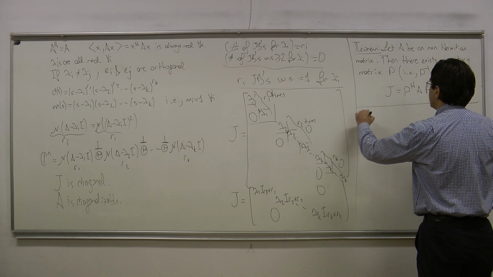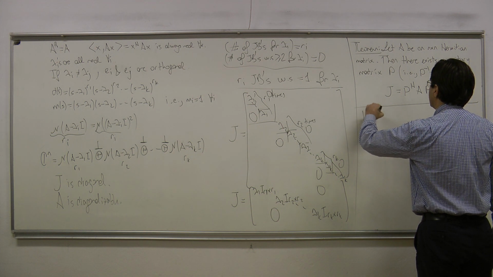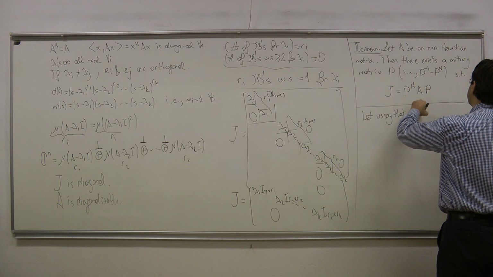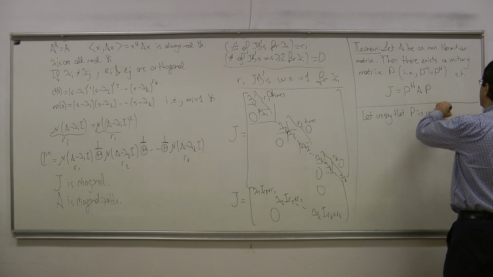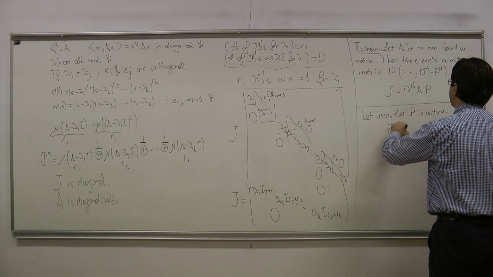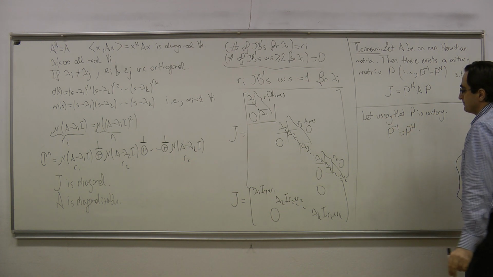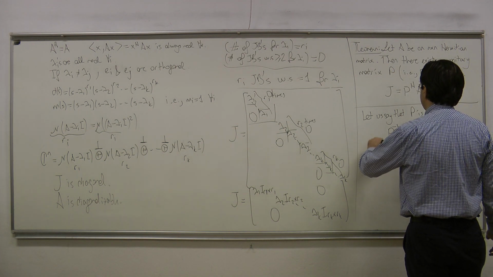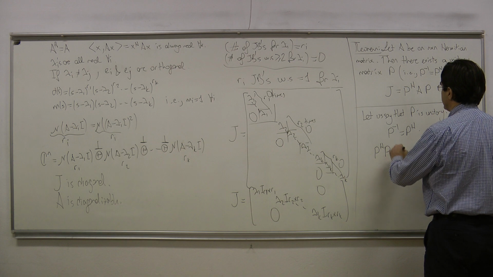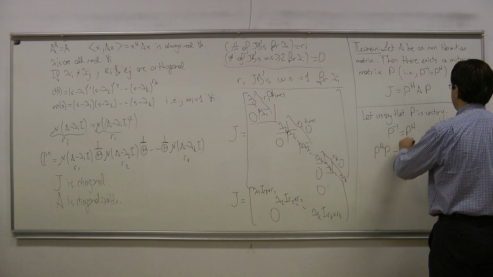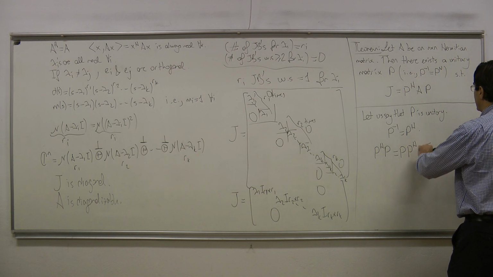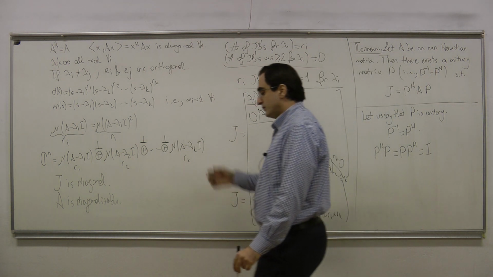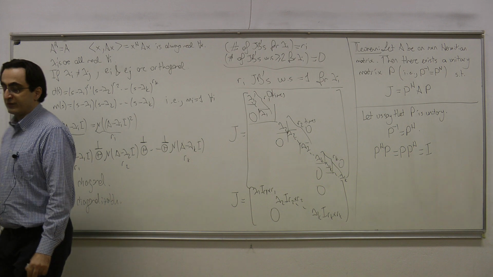So here let us say that P is unitary. Then we know that P inverse is P Hermitian. What does that mean? When I multiply P Hermitian with P itself, or when I multiply P with P Hermitian, then I'm always going to get the identity matrix. That is what being unitary means.